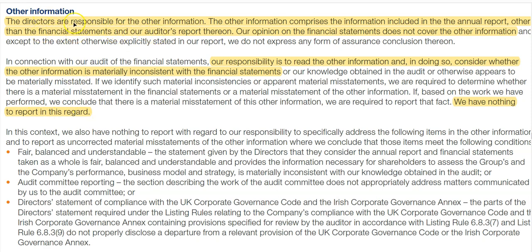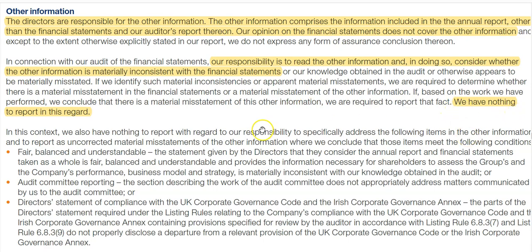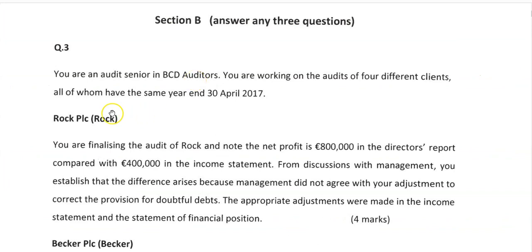The auditors would say this thing here, and then they'd say we have something to report in this regard, and they would say, if it was the chairperson's, or the group managing director's review, for example, that was inconsistent, they'd say that here. They would say, actually, we have something to report. The group director's review is inconsistent in the following way. And where this has come up before, we can see here.